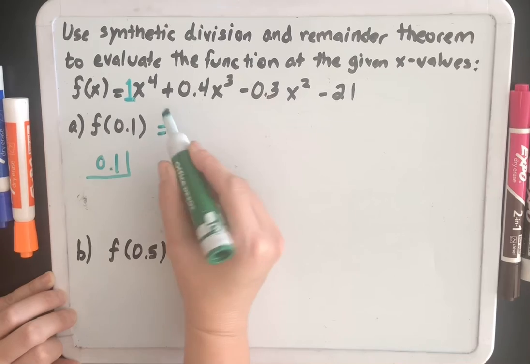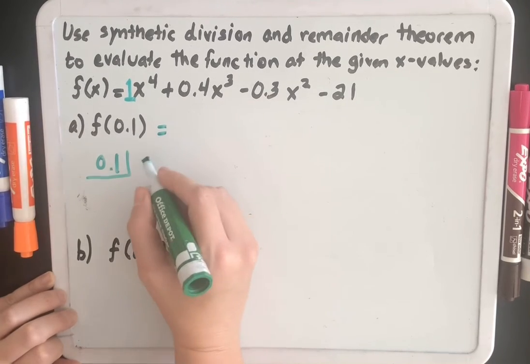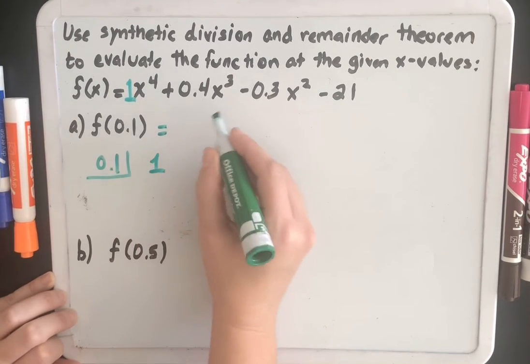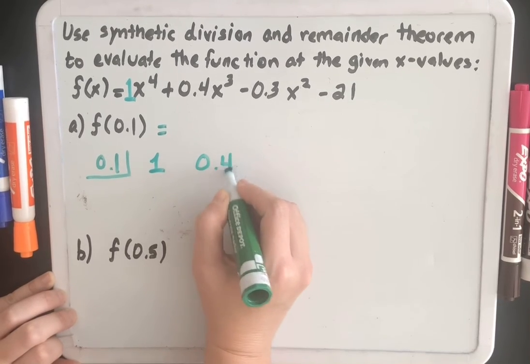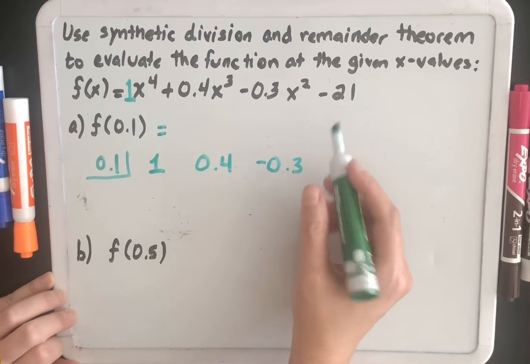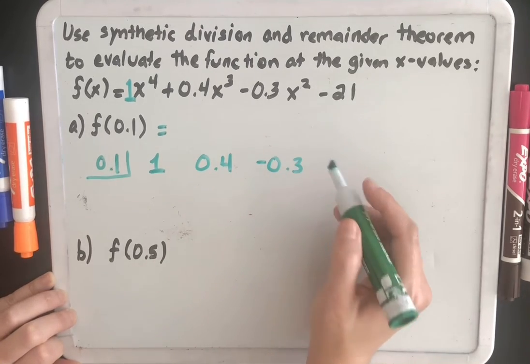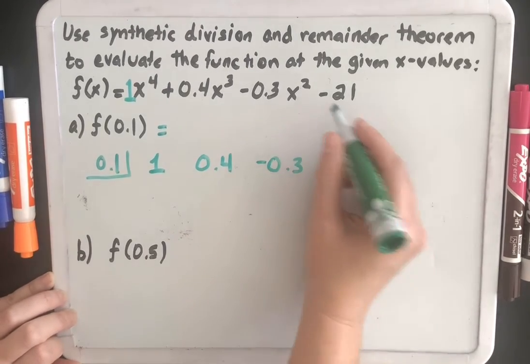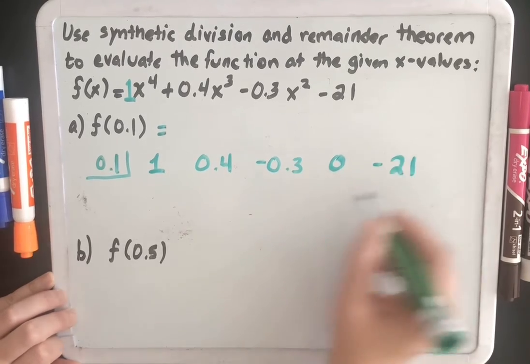I would use the coefficients in descending order. So the coefficient of x to the fourth is 1. The coefficient of x cubed is 0.4. The coefficient of x squared is negative 0.3. Notice carefully here that the coefficient of x is missing, so we need to put a 0 as a placeholder, and then the constant is negative 21.